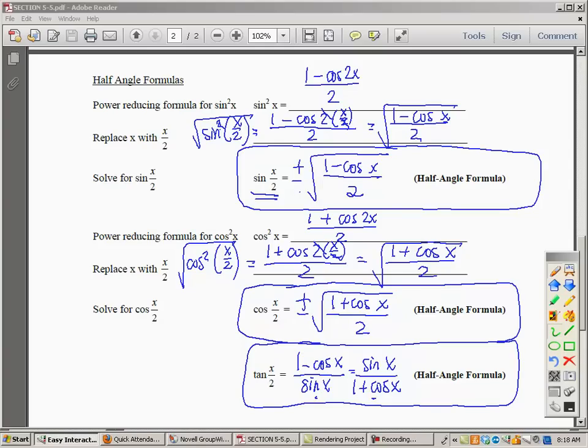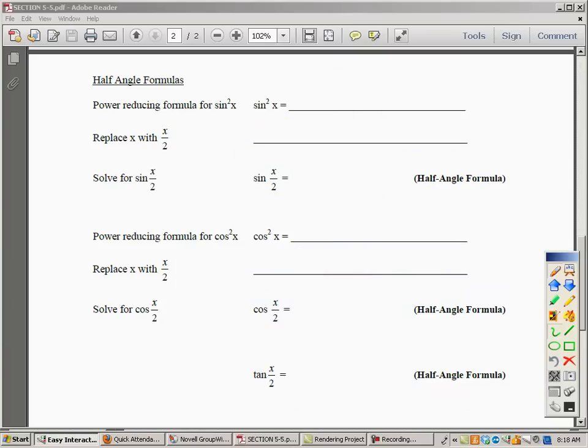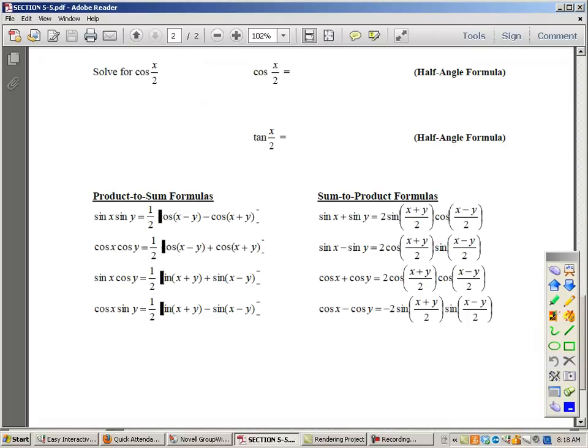Okay, you will notice at the bottom that there are some other sum to products and products to sum formulas. Basically, it's really, do you know how to use them? Can you plug angles in? Things like that. So that's the end of the first video for 5.5.